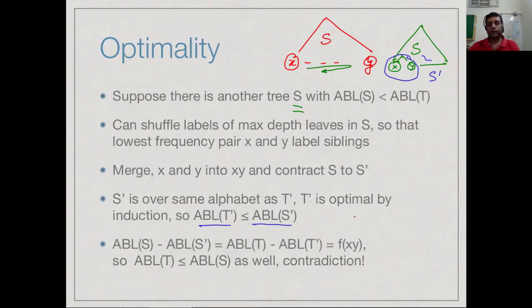But S prime plus f of xy is S. T prime plus f of xy is T, right? So the difference between T prime and T, and S prime and S, is exactly the same. So if S prime is no better than T prime, then S cannot be any better than T, right? So it was a contradiction to assume that S was strictly better than T. So this proves that our strategy of recursively computing T is optimal for all k.